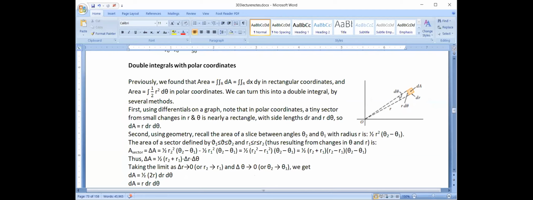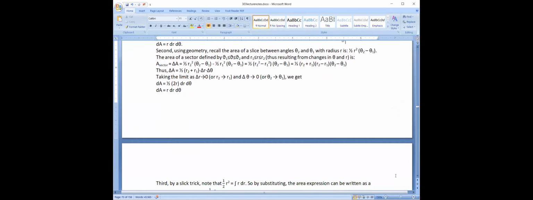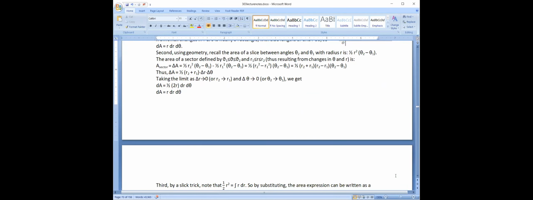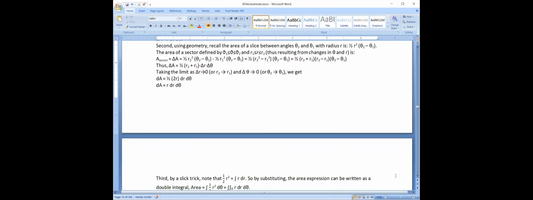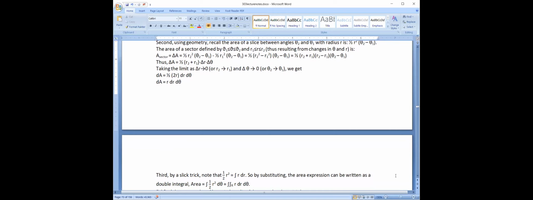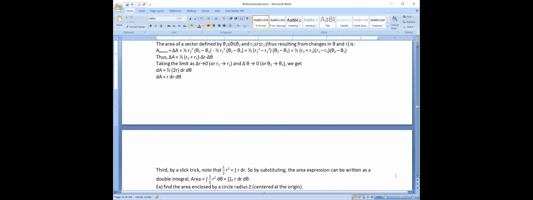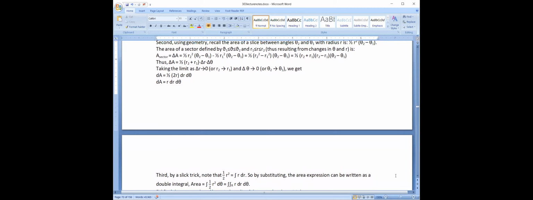The third way is my favorite because it just uses a nice little trick. Note that half r squared is just the integral of r dr. So just make a substitution. Previously we showed the area was the integral of half r squared d theta. Well, substitute it in, and you just get the double integral of r dr d theta. I like that one. So the take-home message from this should be that dA equals r dr d theta.